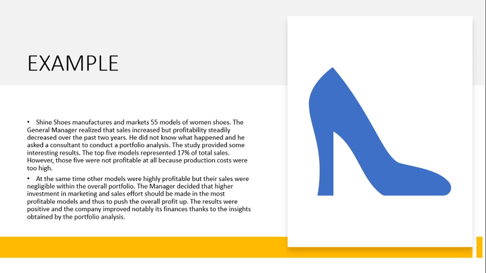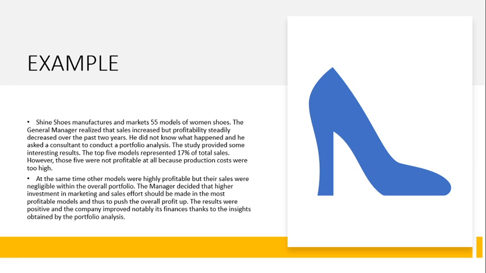Is that clear? Now, let me quote a very simple example of a shoe manufacturing company. Shine Shoe manufactures and markets 55 models of women's shoes. So, it has 55 models of women's shoes. The general manager realized that sales increased but profitability steadily decreased over the past 2 years. He did not know what happened and he asked a consultant to conduct a portfolio analysis.